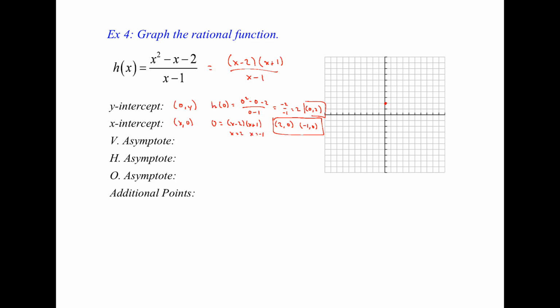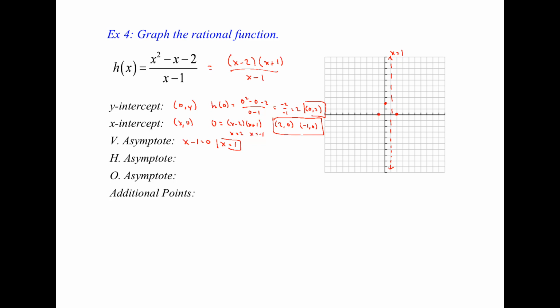Your vertical asymptote is your denominator, where there's factors that didn't cancel, so you still have x minus 1. So your vertical asymptote is at x equals 1. So we will graph the vertical asymptote at x equals 1 using that dotted line to indicate it. I also forgot to plot my x-intercepts, so let me go ahead and do that at 2, 0 and negative 1, 0.